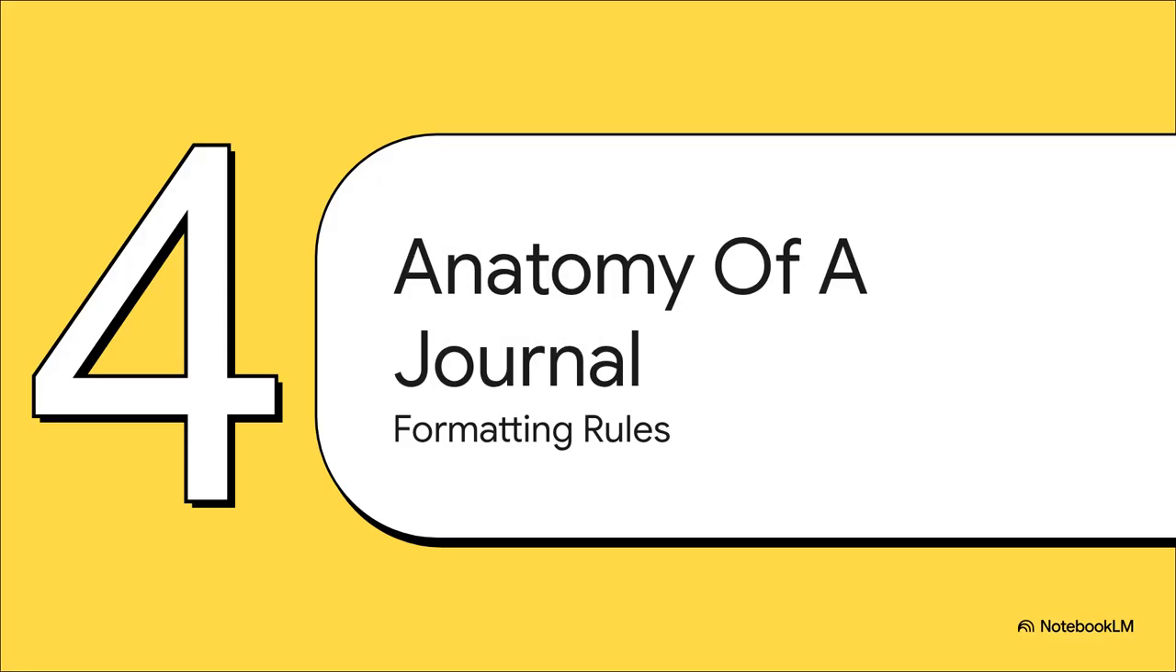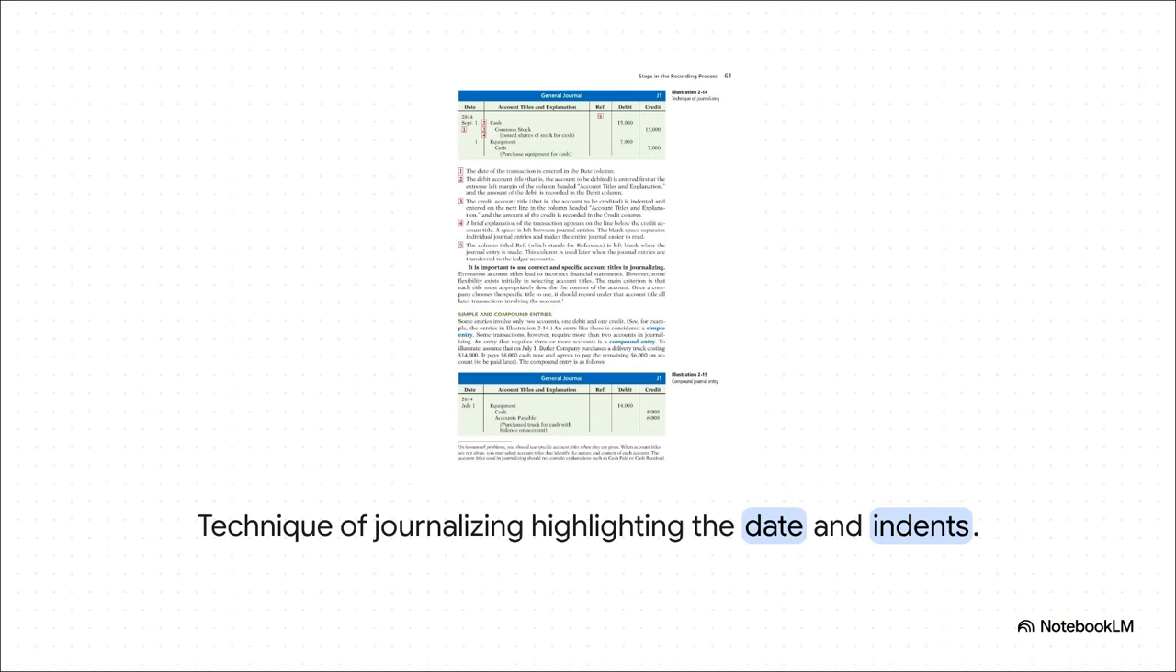Okay, on to Section 4, Anatomy of a Journal. Let's scrub in and look at the actual rigid formatting. Check out the entry for September 1st. Notice how the date sits way over on the far left. Then, see how the debit account, cash in this case, is pushed right up against that extreme left margin. But look directly below it. The credit account, common stock, is explicitly indented on the very next line.